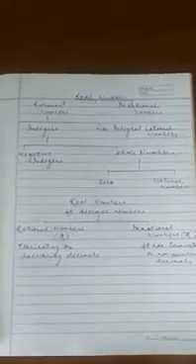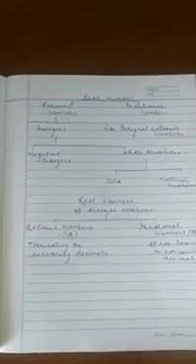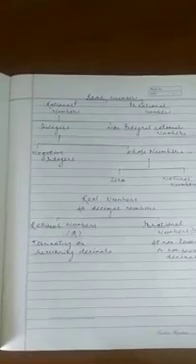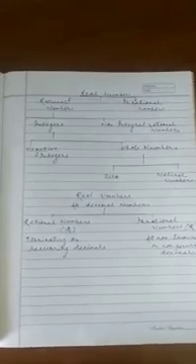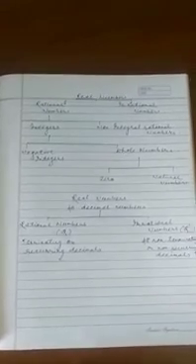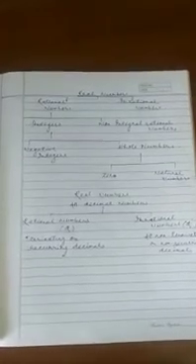Some important facts about irrational numbers. The sum of two irrational numbers may or may not be irrational. Similarly, the difference of two irrational numbers may or may not be irrational. The product of two irrational numbers may or may not be irrational.